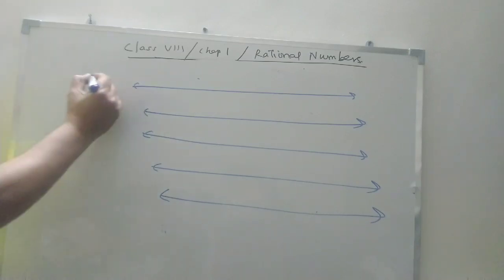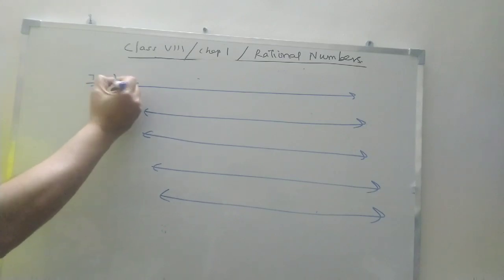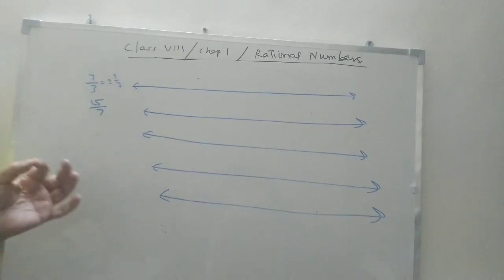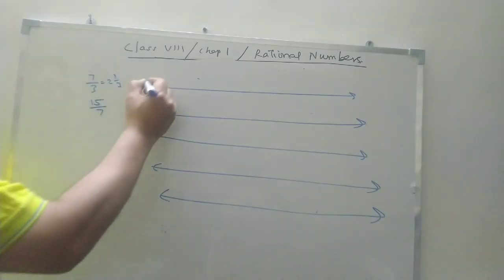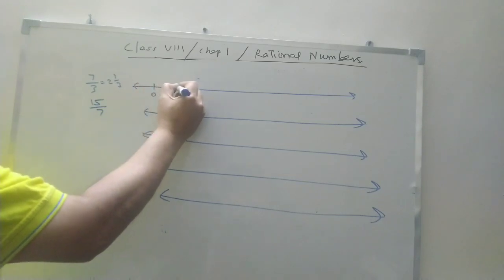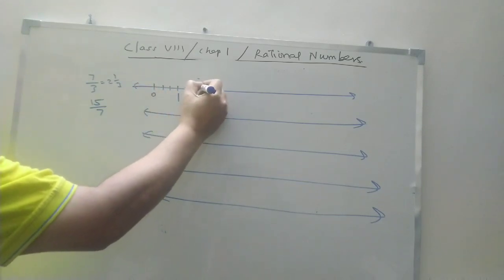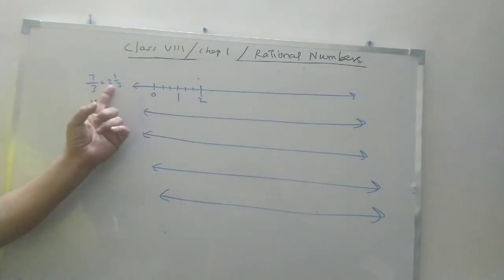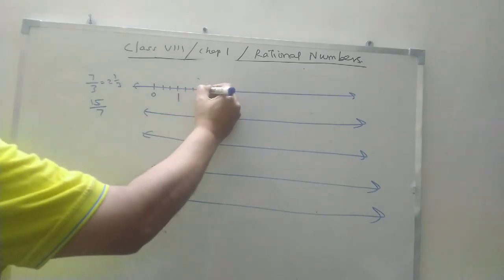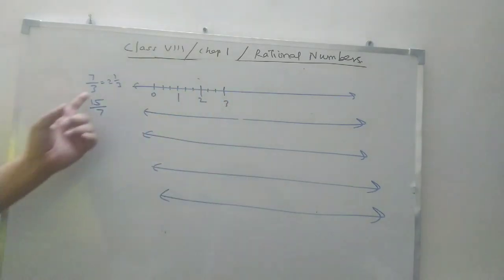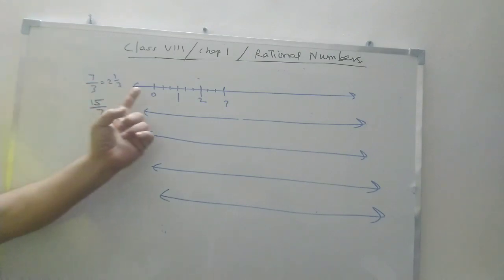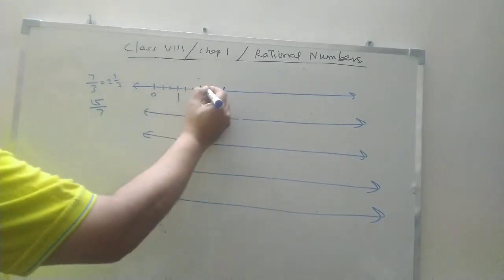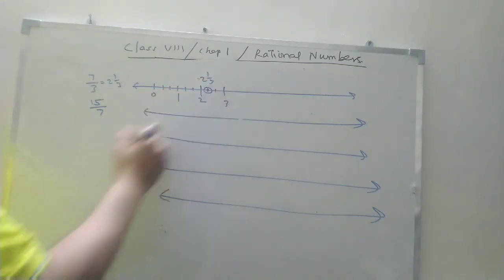Now 7 by 3 is an improper fraction. What will it become? It will become 2 1 by 3. Look at the denominator, 3. Each unit has to be divided into 3 equal parts. So I start with 0, 1, 2, 3, this becomes 1, 1, 2, 3, this becomes 2. Because this number is naturally more than 2 but less than 3, I'll have to go up to 3. See once again how I did it. Denominator is 3, so I have divided it into 3 parts. 1, 2, 3, 1, 2, 3, 1, 2, 3. And this is 2 1 by 3.